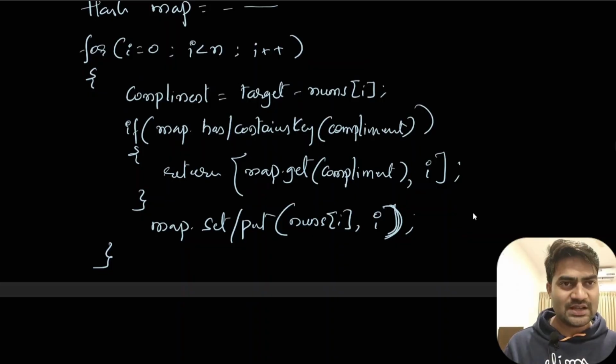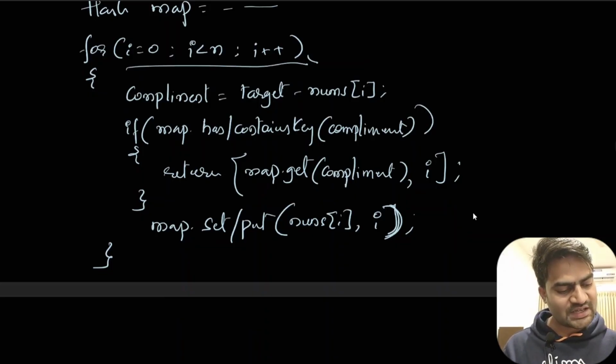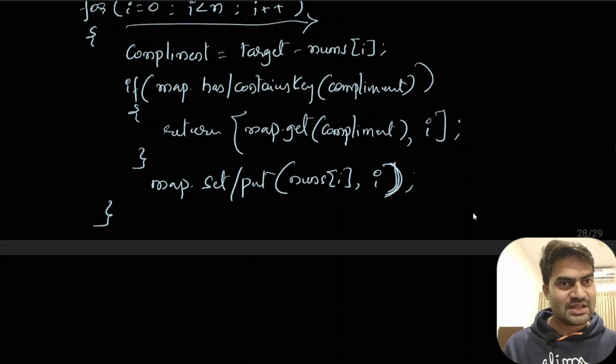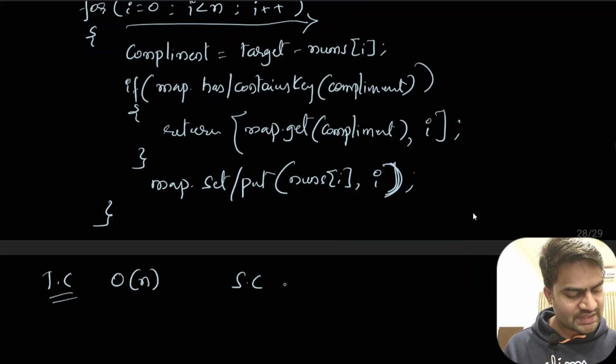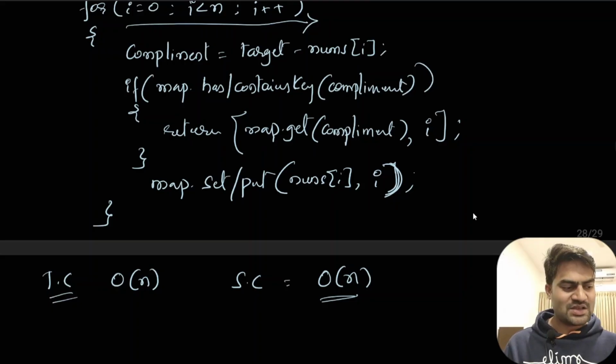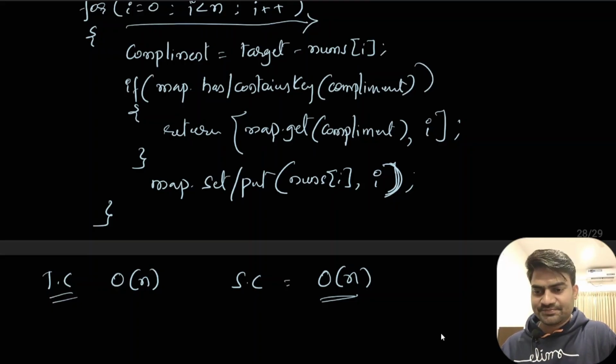This is simple and straightforward. This is the most optimal one. If you see, with only one iteration, we find the pairs. That's why it is of order n. This is time complexity, and space complexity is also order n because we use a map. So this is the most optimal solution. Let's execute this and see.